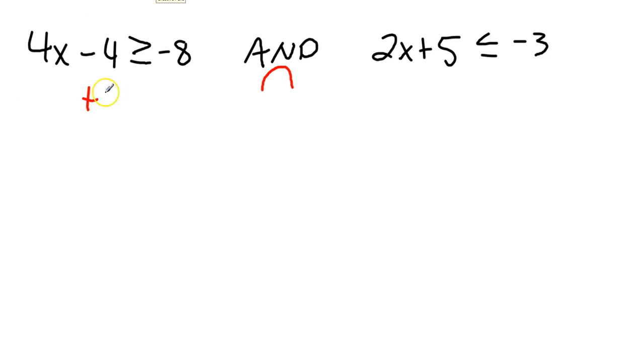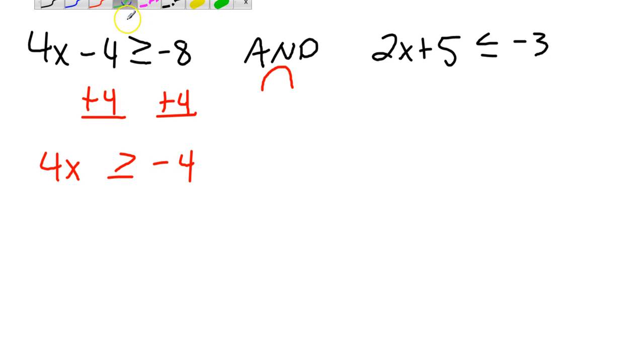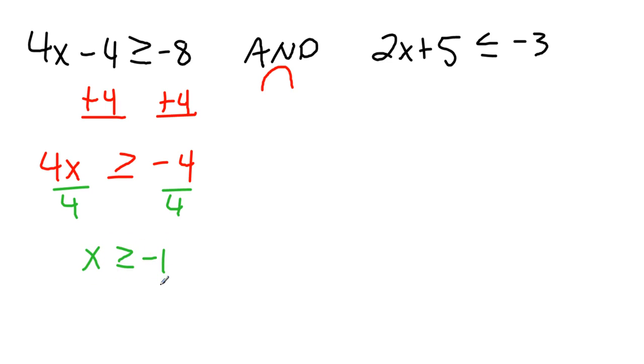Okay, for this one, we're going to add 4. So 4x would be greater than or equal to negative 4. And then we're going to divide by 4. Since it's a positive number, you don't change the inequality sign. Just leave it like it is. So it's going to be x greater than or equal to negative 1. If the negative had been on this 4 that was with the x, that's when you would change that sign. But since you're dividing both sides by positive 4, you don't have to worry about changing anything.